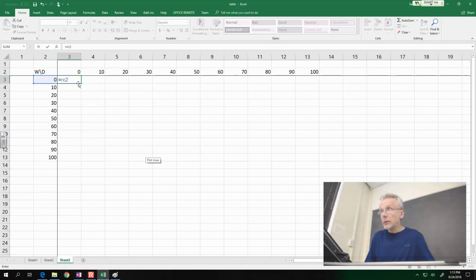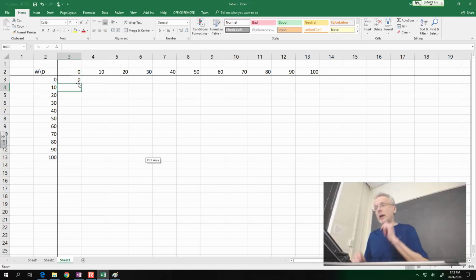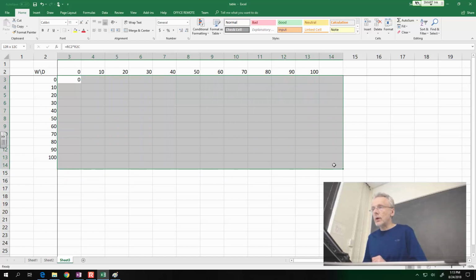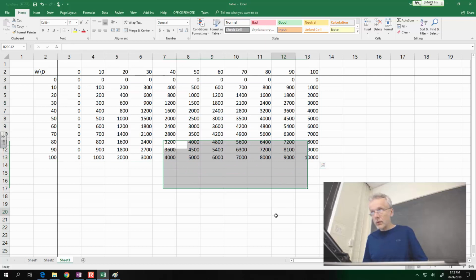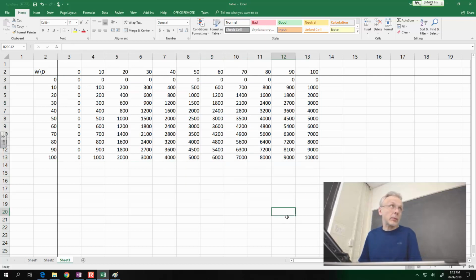RC2 is the same row, second column, and R2C is the second row, same column. So I multiply these two and fill the rest of the table. Okay, and I have all the numbers right here. So computing, how many? 11 times 11. That's an 11 by 11 table, and I have computed all possible areas for all possible rectangles, ignoring that restriction.